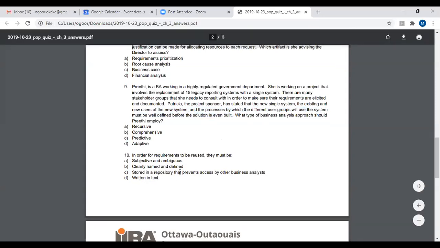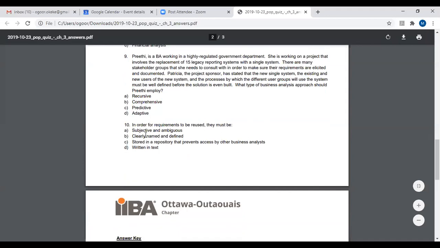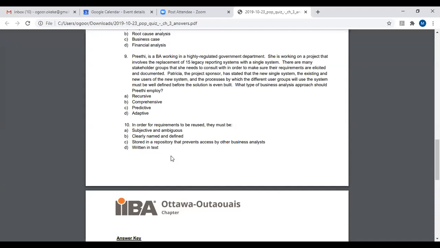Number 10. In order for requirements to be reused, they must be: A, subjective and ambiguous; B, clearly named and defined; C, stored in a repository that prevents access by other business analysts; D, written in text. Clearly named and defined. Why do you think that is? For a requirement to be reused, it must be clearly named and defined according to what it is used for and the result it will give. Okay. Anybody with a different opinion? It's not even a difference of opinion, the other options are just off.